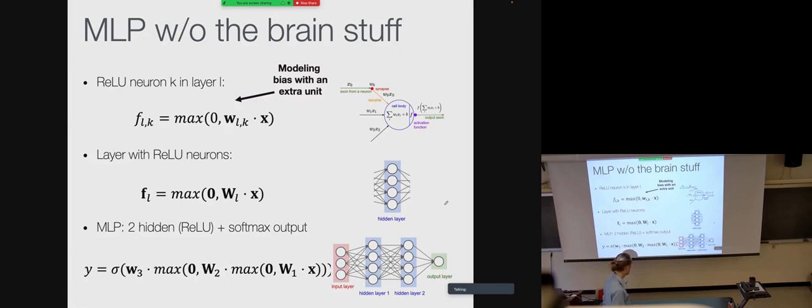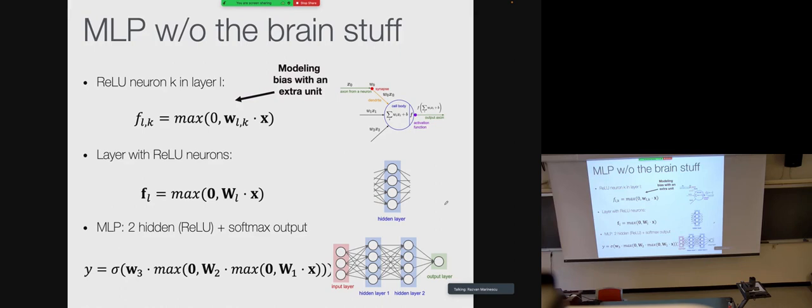I don't get it. Sorry. Let me. So close. The W becomes a matrix when there are multiple neurons in a layer. When there are multiple neurons in a layer, this W_LK is still a vector. It's a vector of weights for neuron K at layer L. This thing becomes a matrix. This is for all the neurons in layer L.